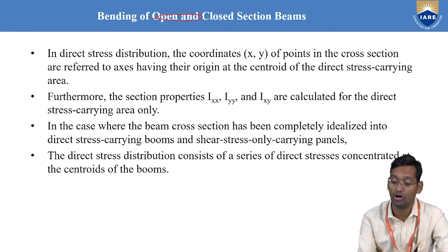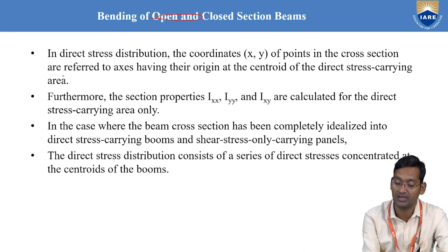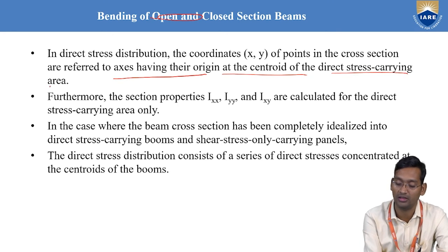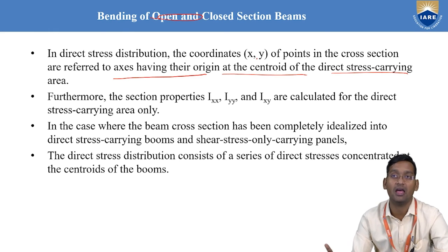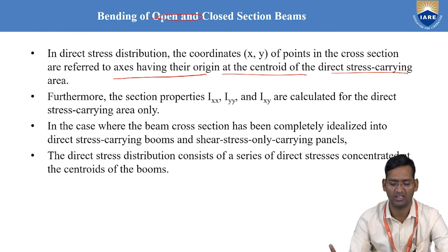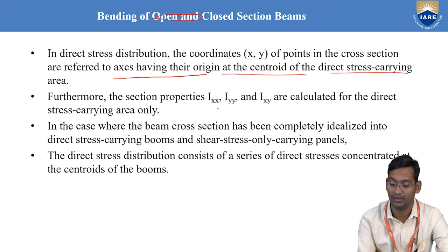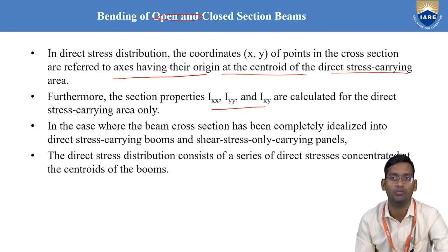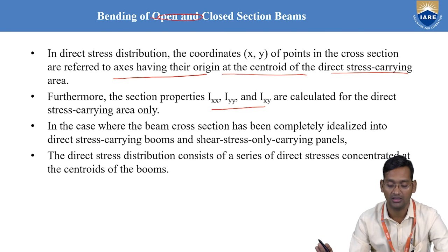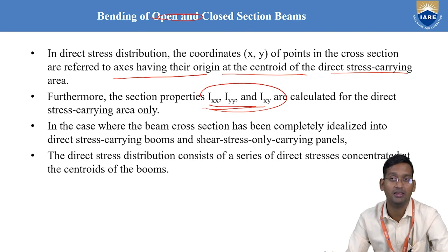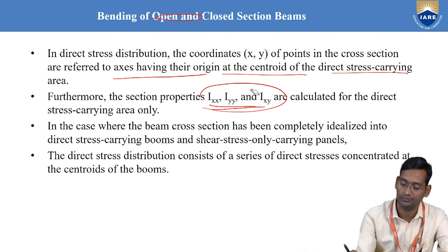Direct stress distribution: the coordinates x, y of points in the cross section are referred to axes having their origin at the centroid of the direct stress carrying area. We had already seen that xy coordinate system with the centroid at the origin. Furthermore, the section properties, that is Ixx, Iyy, Izz, Ixy, because it is two dimensional, Ixy or Iyx, both will be the same, are calculated for the direct stress carrying area only. So for whatever carries the direct stresses, only for those we have to find Ixx, Iyy and Ixy.